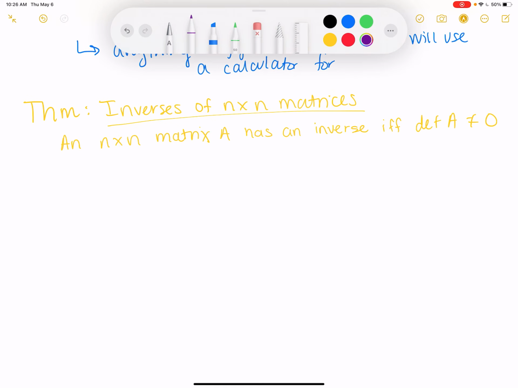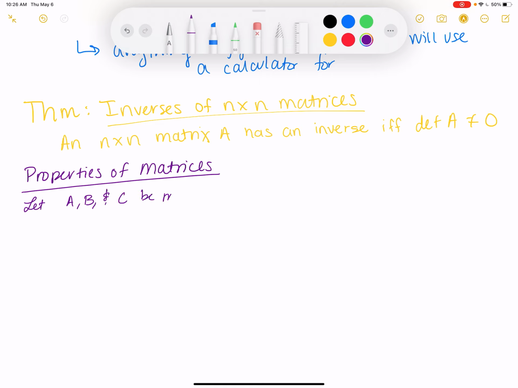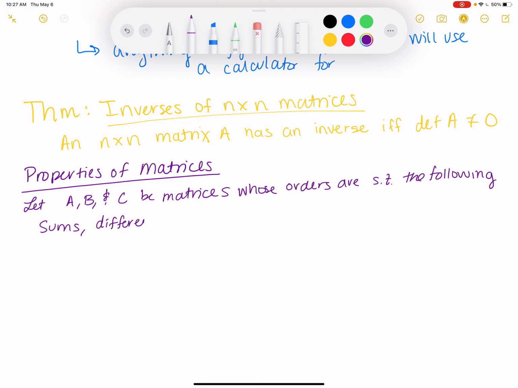All right. Properties of matrices. Let A, B, and C be matrices whose orders are such that the following sums, differences, and products are defined.